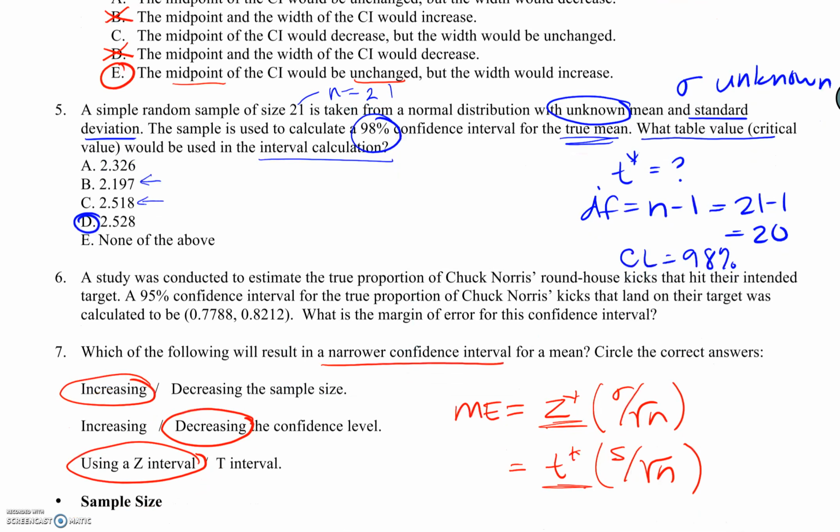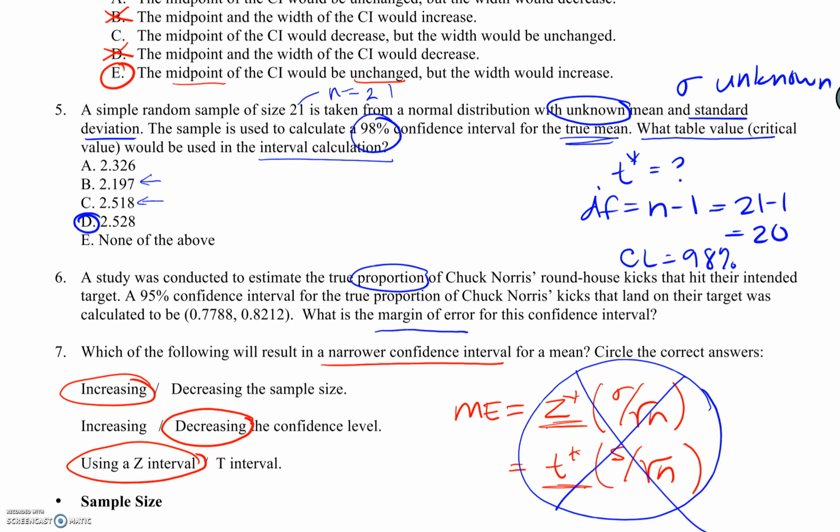All right, so number 6 is the only other one left here for our confidence interval formulas. This one says, what is our margin of error? Now, margin of error, we do have these formulas, but if we read through what we have here, it says a study was conducted to estimate a true proportion, so not these formulas because those are for means, of Chuck Norris's roundhouse kicks that hit their intended target. A 95% confidence interval, right, confidence level is 95%, for the true proportion that landed on their target was calculated.